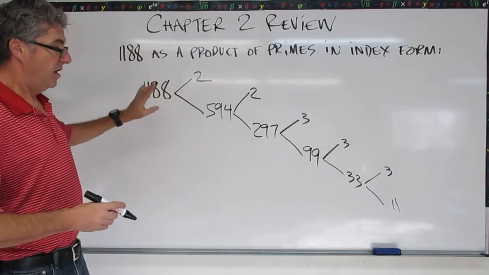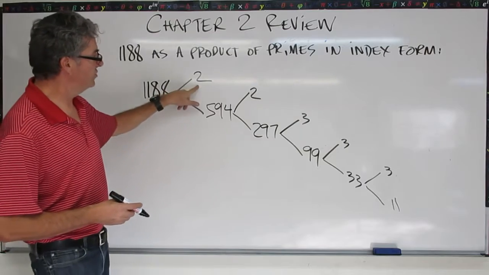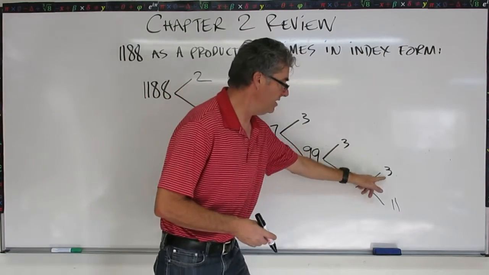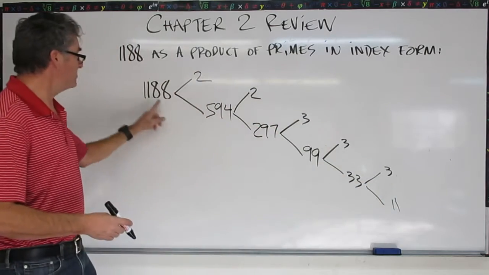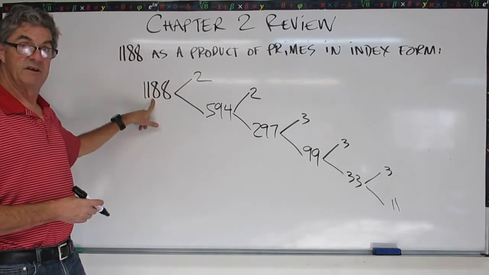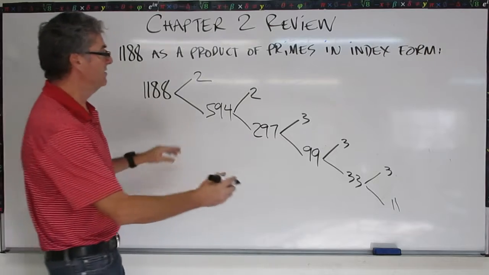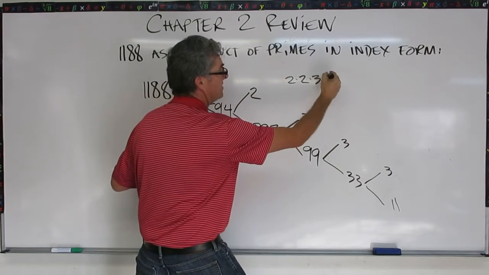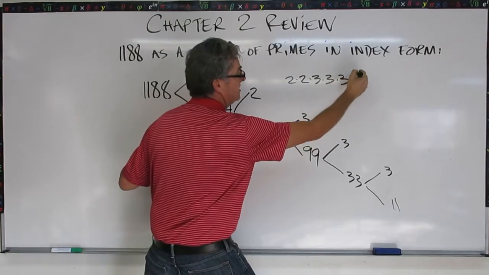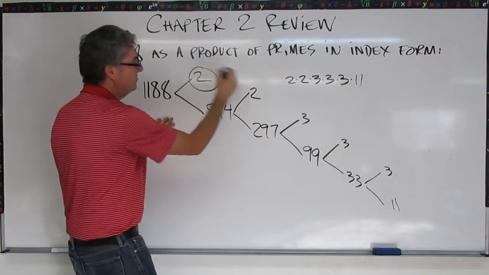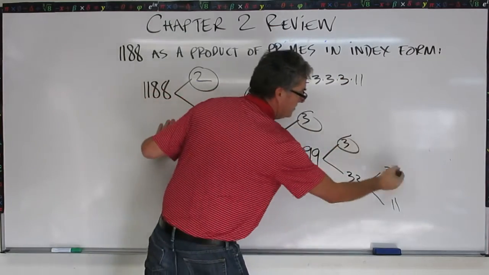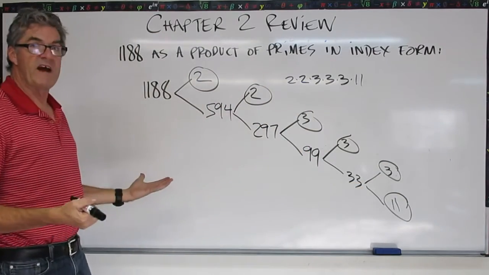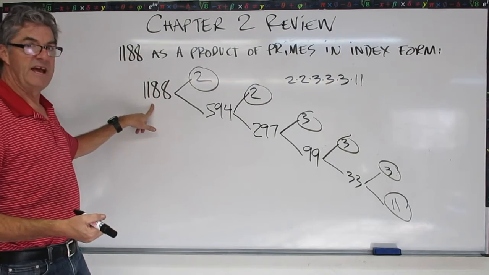Now I have all of my factors. I have 2 times 2 times 3 times 3 times 3 times 11. That will get us all the way back to 1188. So let's write that out. This is going to be 2 times 2 times 3 times 3 times 3 times 11. I just used this one, this one, this one, this one, this one, and that one. Okay? So that's our prime factorization of 1188.